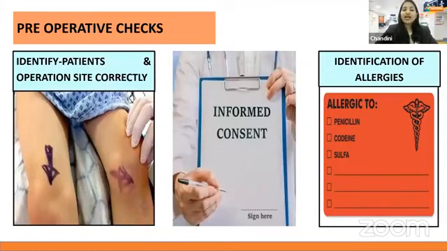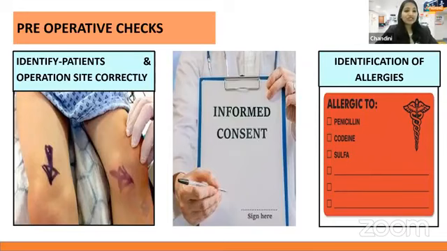Preoperative checks. As a nurse, before shifting a patient into the OT, we have to ensure all these checks are done. IPSG goal number 1: identify patients correctly. This is very important. So many times we have heard of the wrong patient being shifted into the OT, or the wrong patient being operated on. These disasters can be prevented with proper checks.